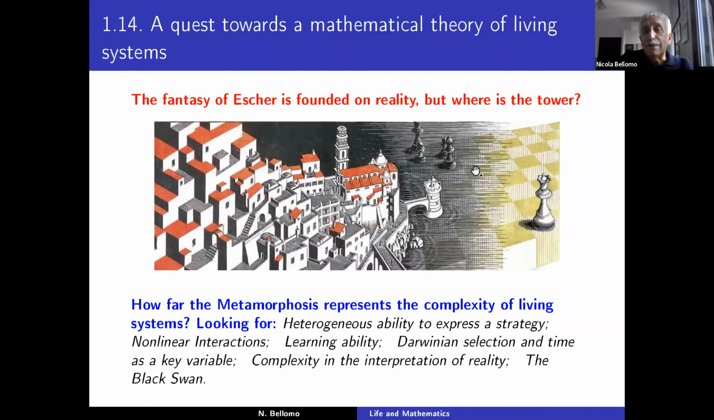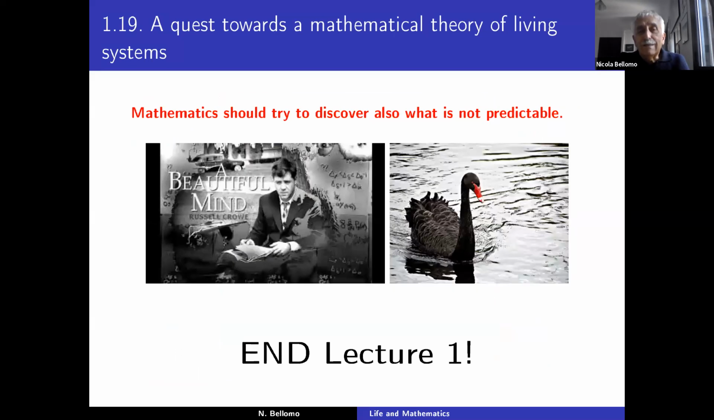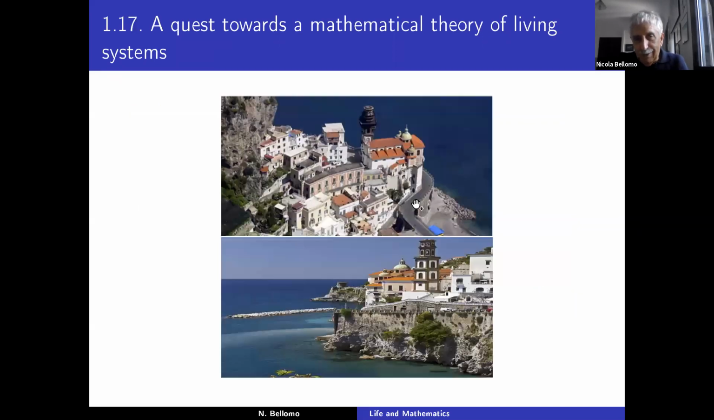Well, it is something that may be linked to the period, during which Europe was entering a disastrous war. So say also the black swan has been represented by Escher, and we mentioned several times that we cannot use the mathematics which is available. We need a new mathematics.